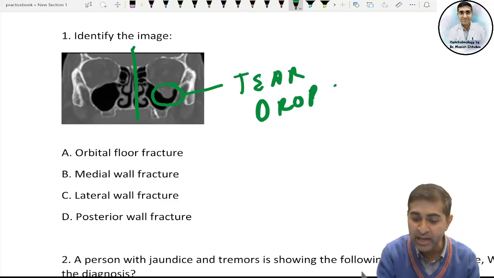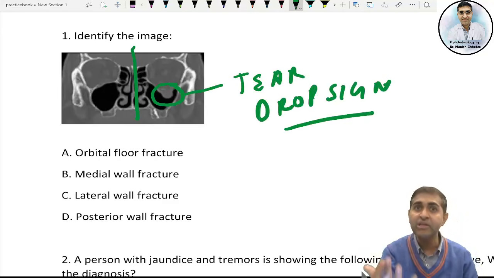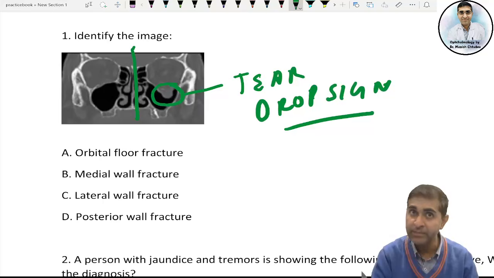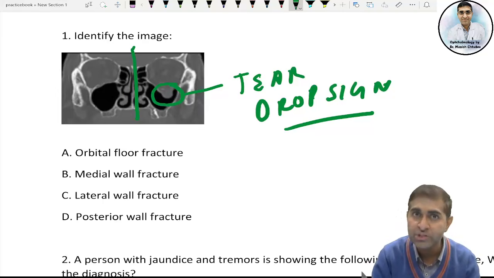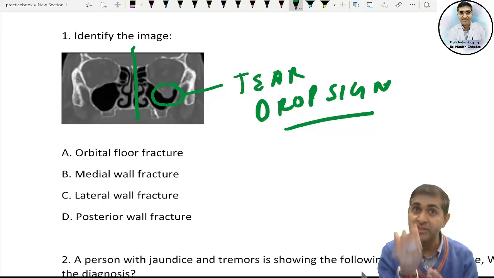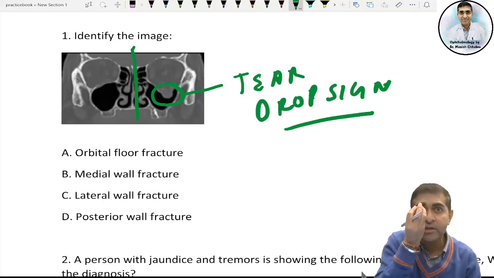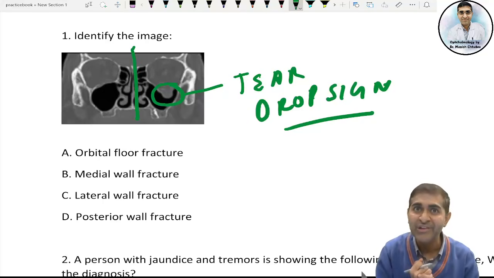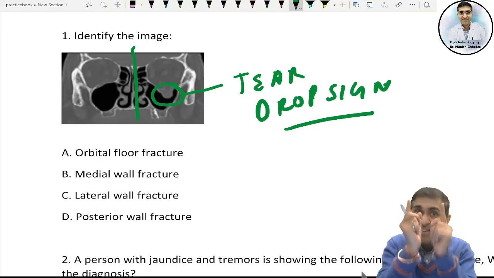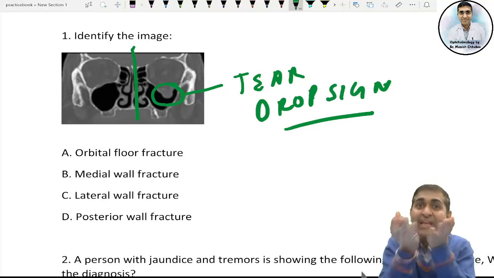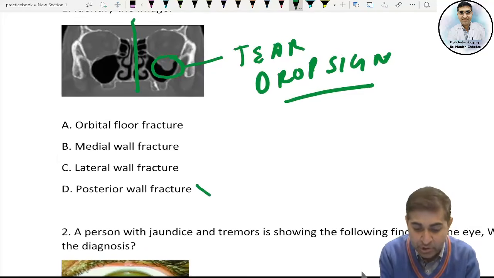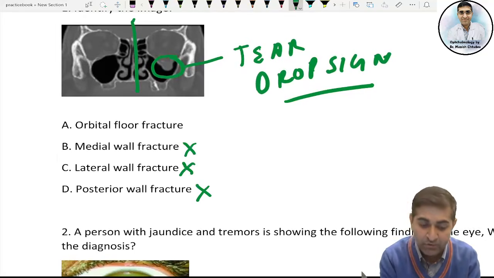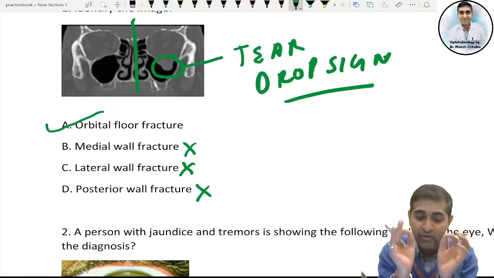Now teardrop sign is when there is blunt trauma to the orbit, it leads to the fracture of the orbital bones. Now the tear is dropping down the inferior wall of the orbit. So that goes in favor of the fracture of the inferior wall of the orbit. So of course, it cannot be a posterior wall. It cannot be a lateral wall. It cannot be a medial wall. But this is the inferior wall of the orbit.